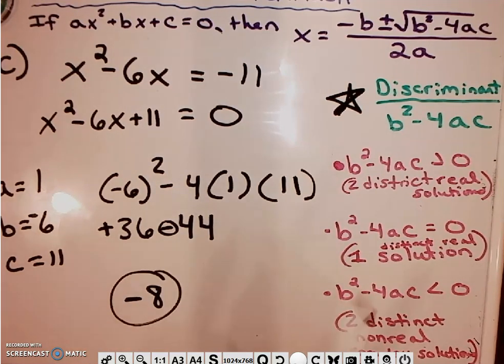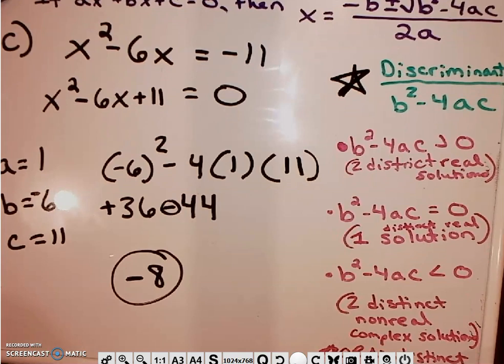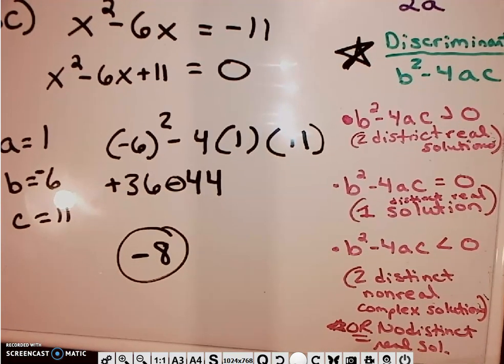When I look at my chart over here, my discriminant is less than 0. So negative 8 is less than 0. Therefore, my solution to this is two distinct non-real complex solutions. Or in other words, we don't cross the x-axis. So my parabola never intersects x. My parabola is above or below the x-axis, and therefore we have two distinct non-real complex solutions. Or you could say no distinct real solutions, if that's easier for you. Either one is correct.